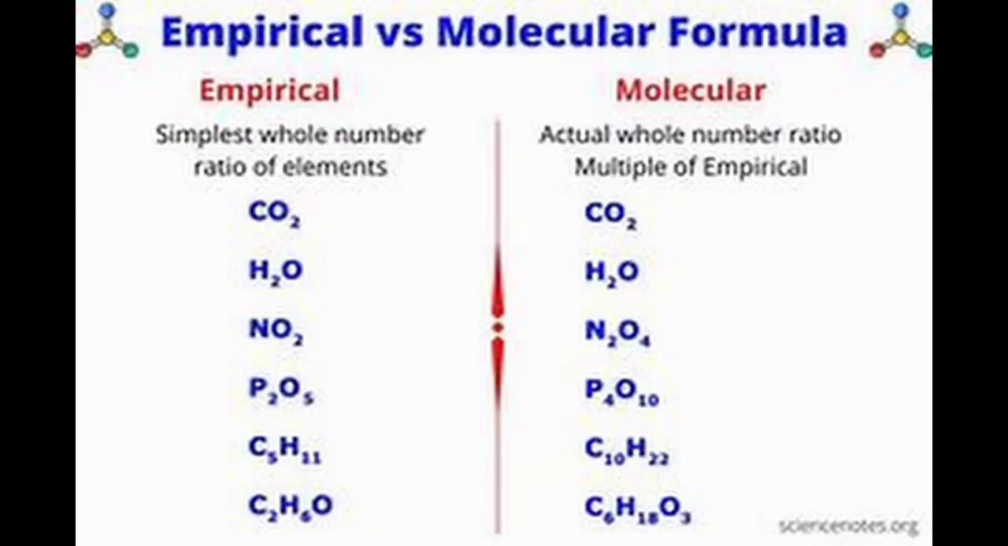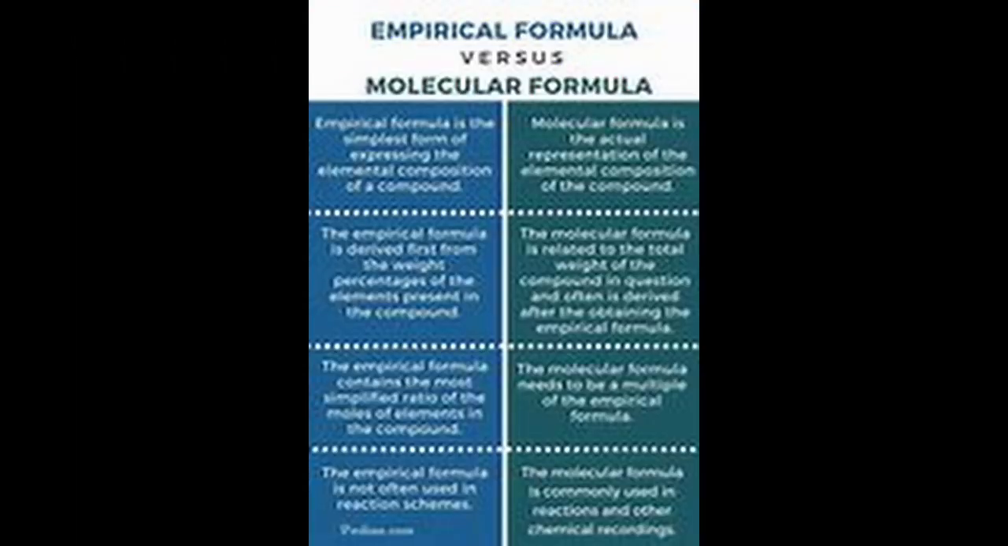An empirical formula represents the simplest whole number ratio of various atoms present in a compound, whereas the molecular formula shows the exact number of different types of atoms present in a molecule of the compound.